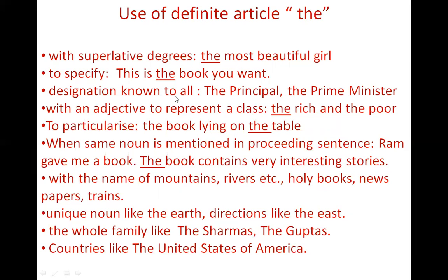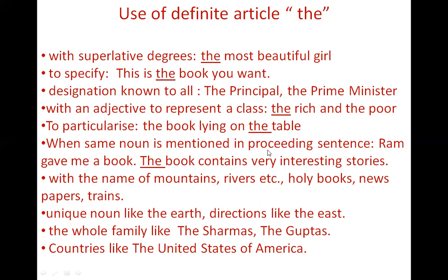It is used for designations, for dignitaries, for the titles. In front of the designations we use the, the principal, the prime minister. With an adjective to represent a class, the rich, the poor, means we are talking about all the rich in a particular area or on earth, we can say in the universe. To particularize the book lying on the table, when you are talking about a particular table, means for particular objects, for particularization we use this particular article, that is the.